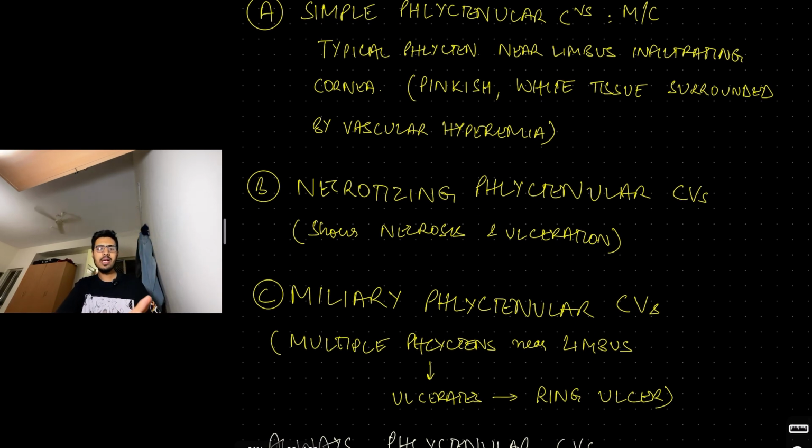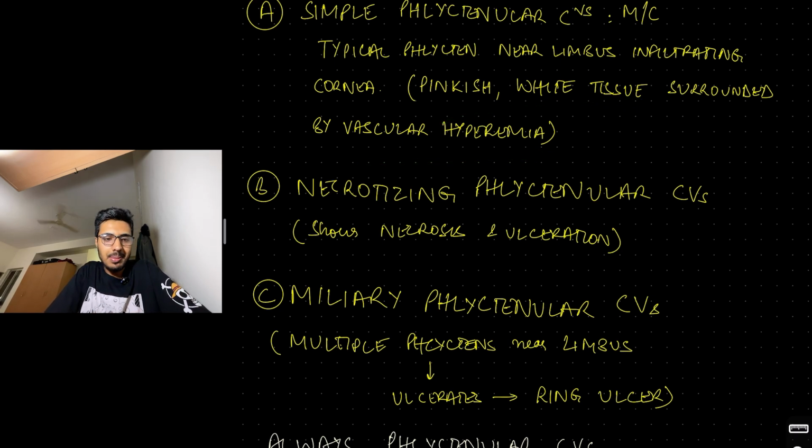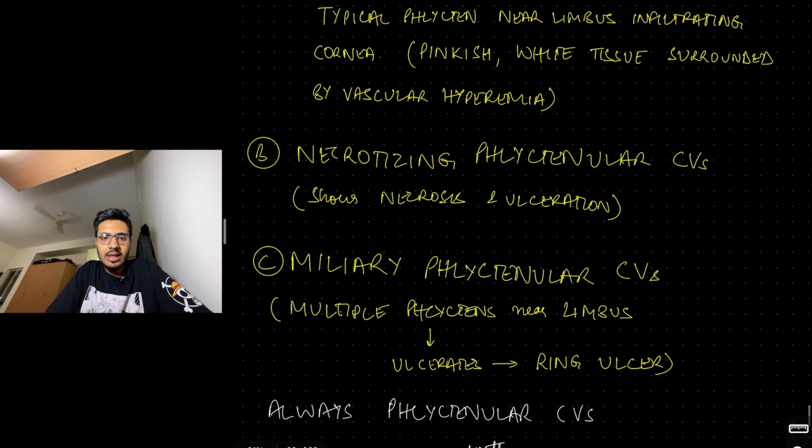Then signs depend on the type of phlectenular conjunctivitis. The most typical and most common type is simple phlectenular conjunctivitis, where you will have the usual phlectin in the limbus. What is it? Pinkish white nodules surrounded by vascular congestion, vascular hyperemia. Pinkish white nodules surrounded by vascular hyperemia. That is simple phlectenular conjunctivitis.